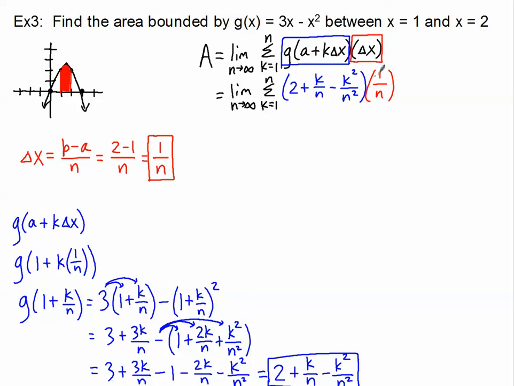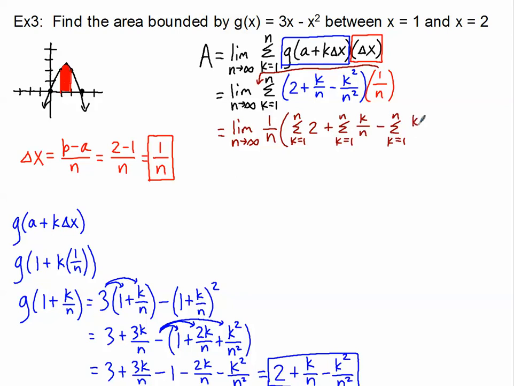The first thing I see is this constant. That's typically one of the first things we're going to pull right on outside here. So I have my limit as n approaches infinity. I'll have my 1 over n. And then, if you don't mind, I'm going to split apart this into the 3 separate summations: the summation of my 2, and the summation of my k over n, and the summation of my k squared over n squared. So I pulled out the constant and separated into the 3 sigma notations.